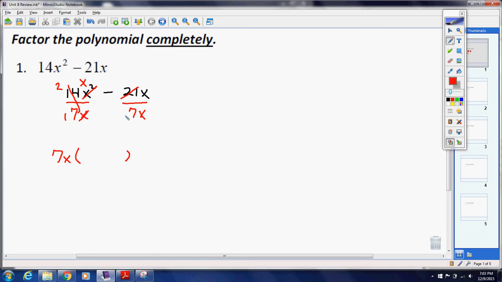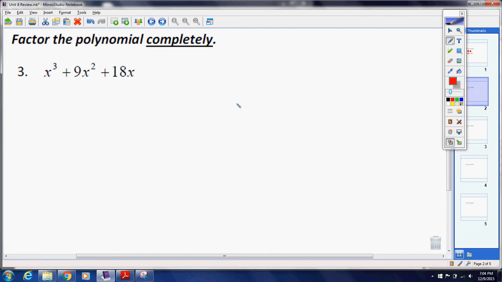And this simplifies here to 3 and 1, and these x's cancel out. So that leaves me with 2x minus 3. And there we have it, factored completely. We can double check our work by distributing. 7x times 2x is 14x squared. 7x times minus 3 is 21x. All right, let's move on to the next problem here.